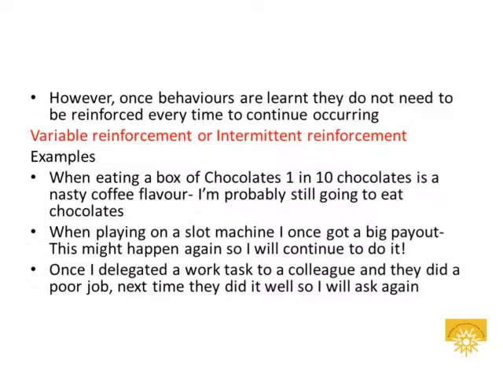But they're going to get reinforced often enough. They're going to continue engaging in that behaviour. They're going to continue to say mama. They're going to continue to interact. They're going to continue to engage, because every once in a while that behaviour works, and that's enough to maintain it. And this is what we call variable reinforcement or intermittent reinforcement.